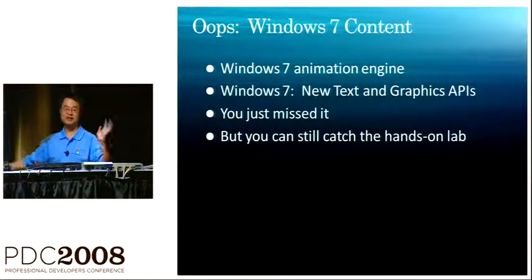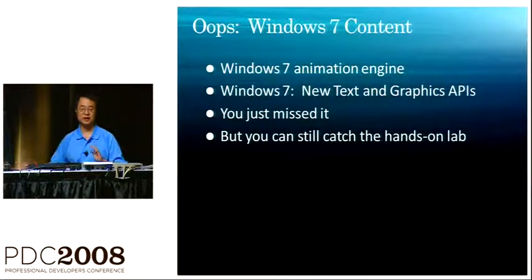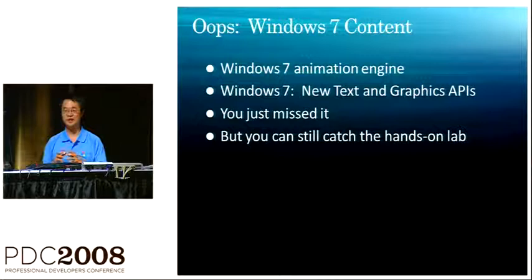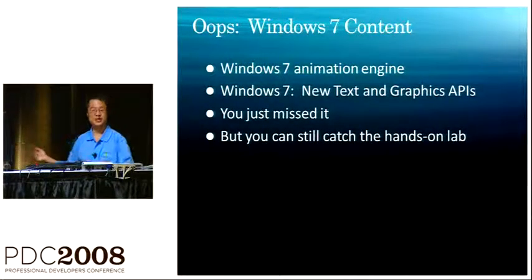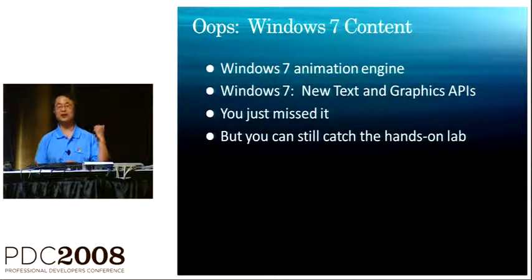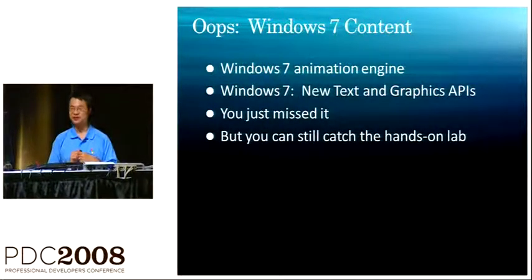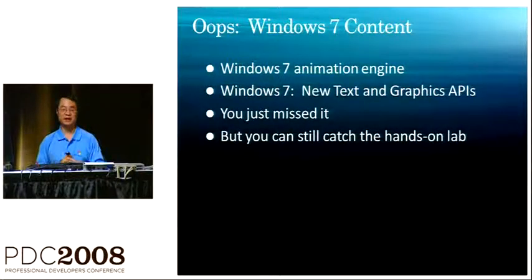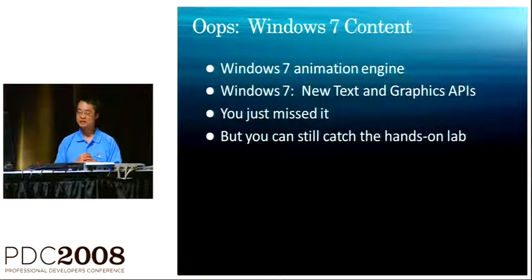So oops, I'm sorry. I said there was no Windows 7 content. I'm going to do a little bit of Windows 7 content, but it's not a lot, so don't get your hopes up. Windows 7 has a new animation engine. It was mentioned apparently even more briefly than I'm about to in the talk that just finished, given by Leo and Cam, new text and graphics APIs. I'm told that there's a hands-on lab about the new animation engine.